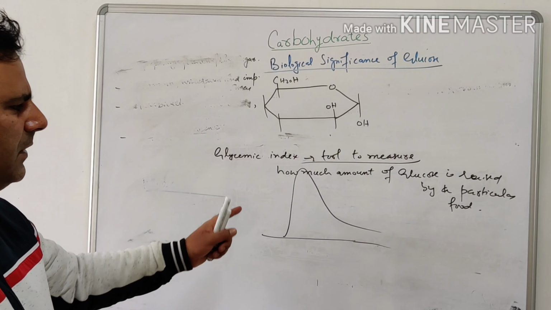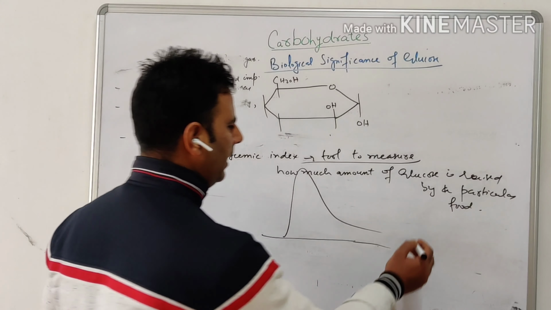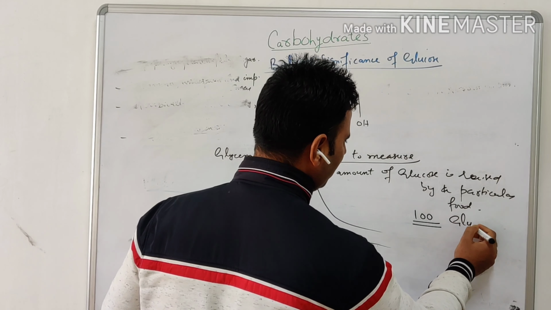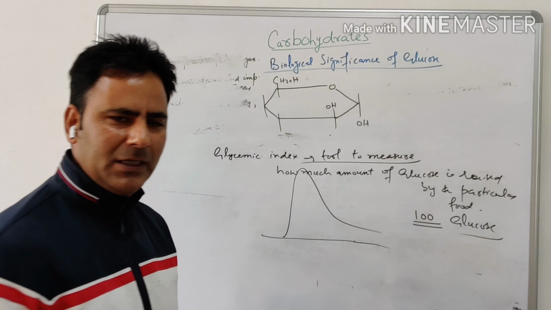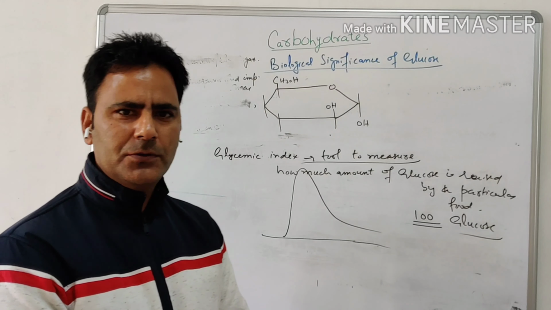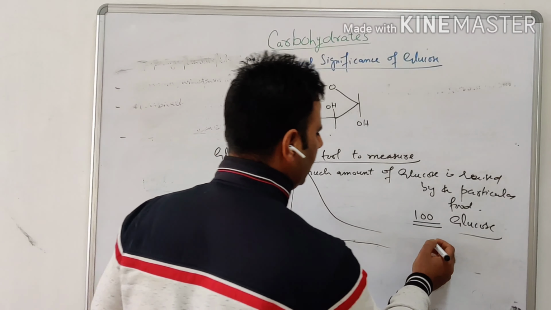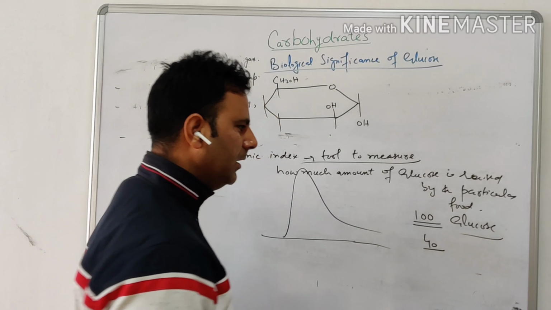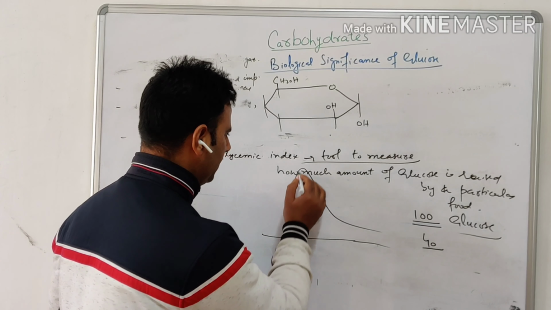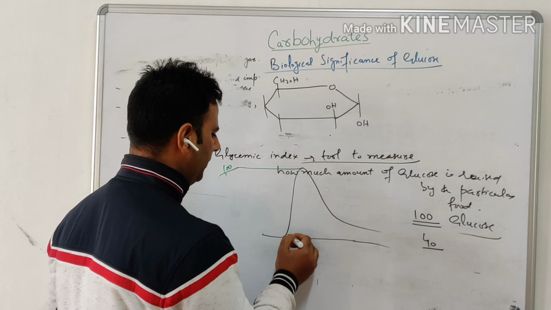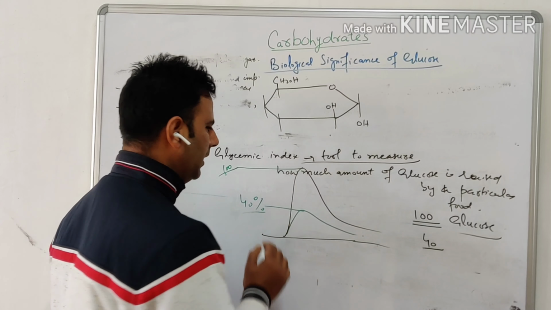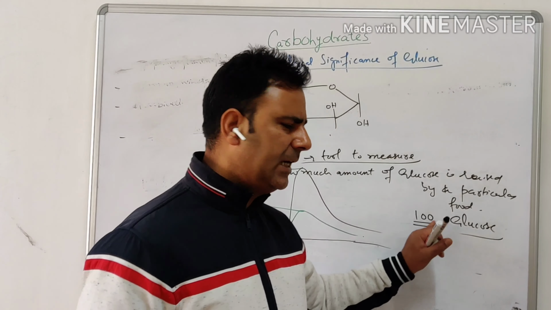And we have given the glycemic index an arbitrary value of 100 for glucose itself, the sugar itself, and we compare other foods with glucose. For example, if some food has a glycemic index of 14, it means it will make a peak. Suppose this is glucose with a glycemic index of 100, the curve will be like this. It will raise the blood glucose level only up to 40% as compared to glucose.